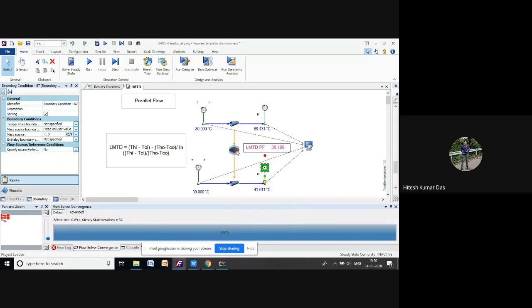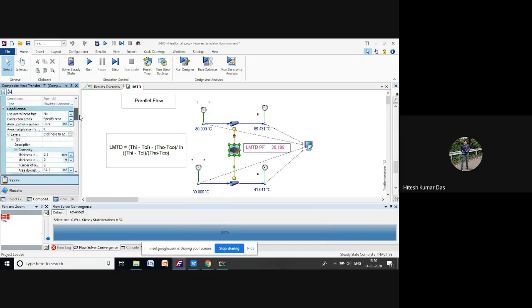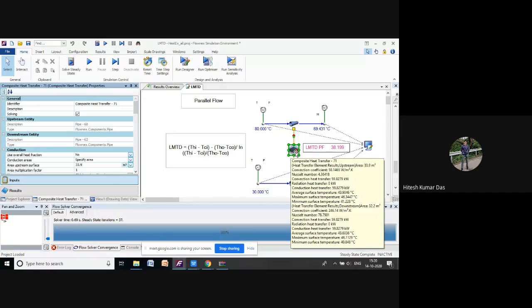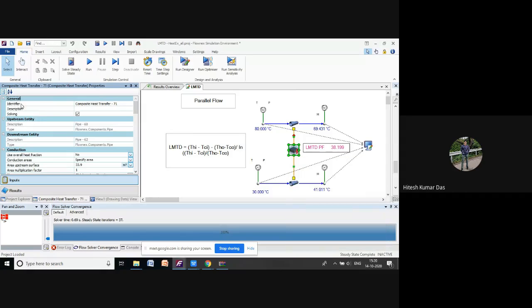Next, I will show you about the heat transfer phenomenon. For this, let me enlarge my system. First of all, this is the composite heat transfer. You can see it in the identifier. Identifier means the unique name for this component. The identifier is Composite heat transfer.